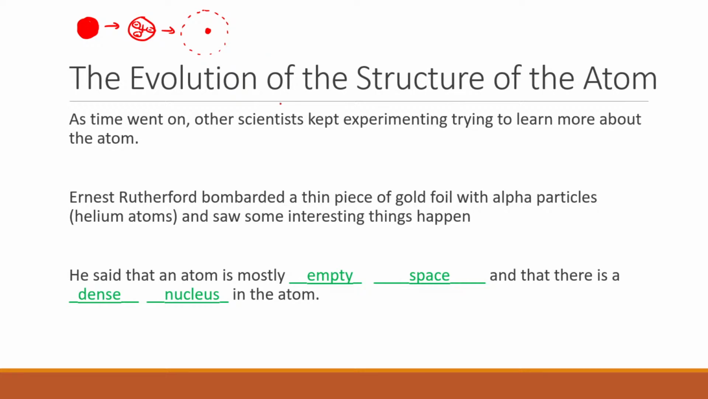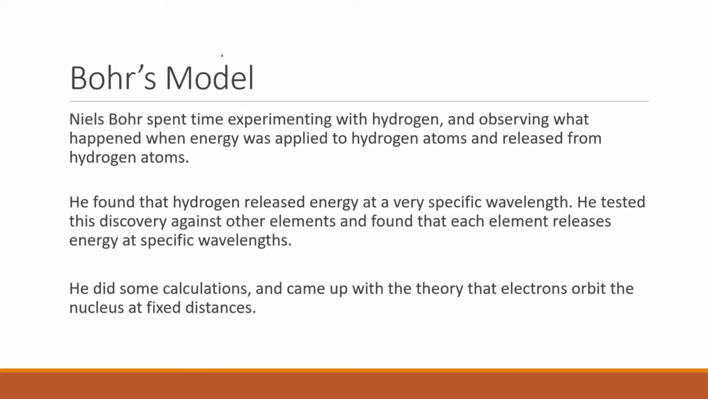And it really took the next scientist to really figure out where things were in the atom and develop the model of the atom that we are going to use in class. And that was Niels Bohr, who was an important scientist for a number of reasons, but the one that we're going to focus on is his model of the atom.